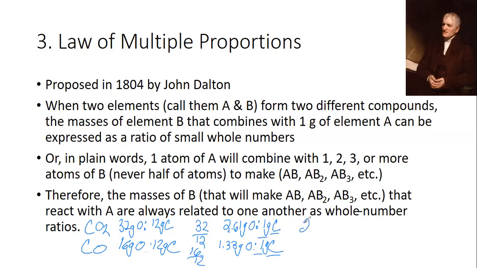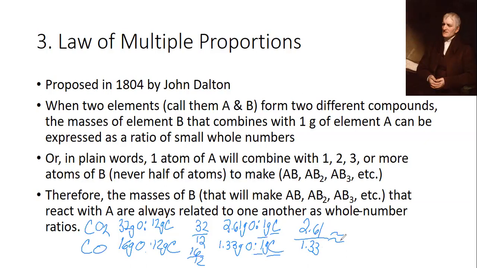So I take 2.61 divided by 1.33. Here, you do want to put the bigger number on top. And what the law of multiple proportions says is that when you divide these two numbers, you will always get a whole number, 1, 2, or 3, or 4, or 5, etc.